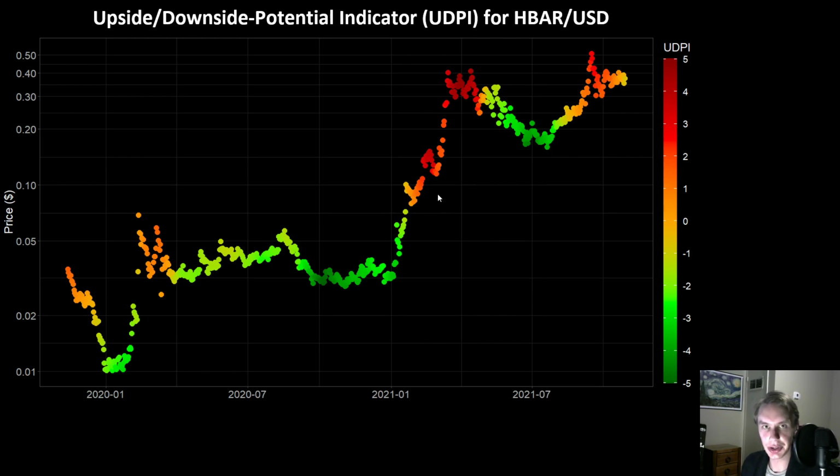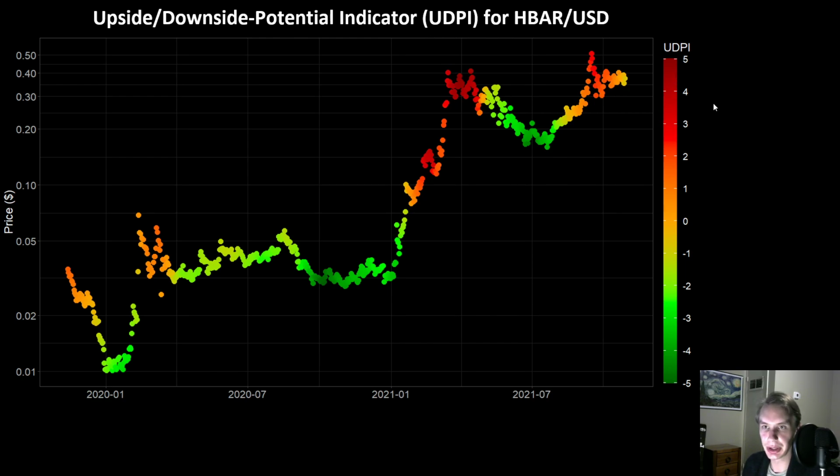So if you're returning to the channel, you're probably familiar with these types of graphs, but in brief what I'm showing you here is the price of HBAR in US dollars over time. Each dot you see here is a day, and the color of the dot corresponds to the output of our risk indicator, which is called the Upside Downside Potential Indicator, or UDPI.